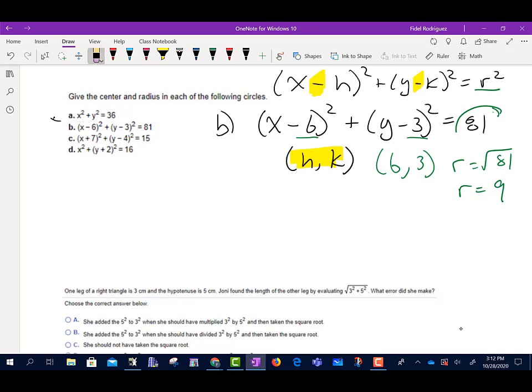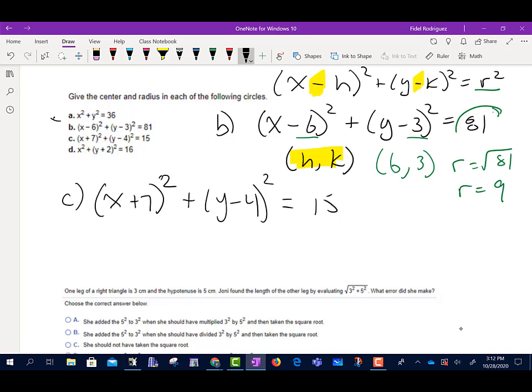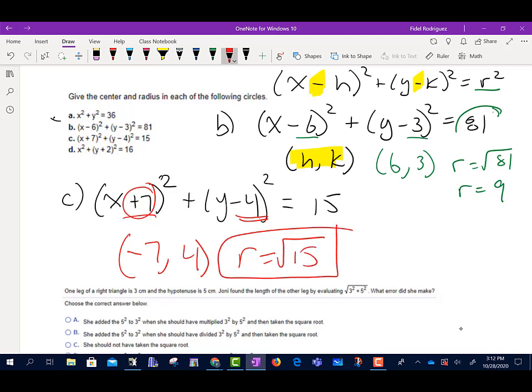Now let's do part C. We'll come back and do part A in a little bit. It says (x plus 7) squared plus (y minus 4) squared equals 15. The center is the point (h, k), so I have to change this sign here. My h is negative 7, but this sign stays the same because it's already a minus 4, so it just stays as a 4. And my radius would be whatever the square root of 15 is. I can't simplify it, so I'm going to leave it like that.